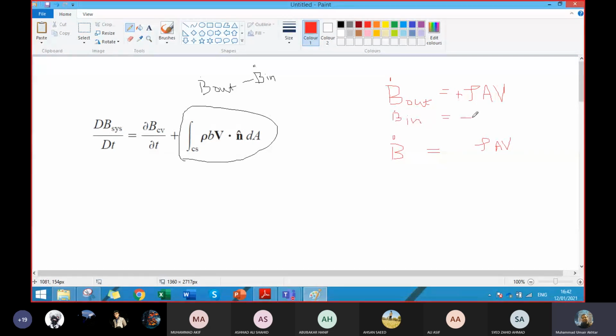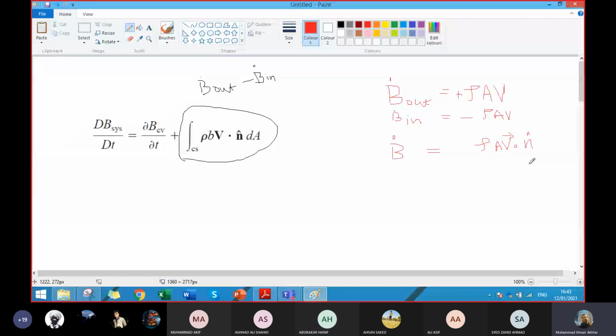So what I do, I just take the velocity vector and take its dot product with a normal vector, normal to the control surface. So if V dot N is positive, what will it mean? Sir, if positive, it's outlet.